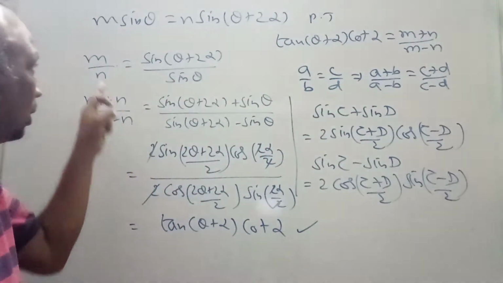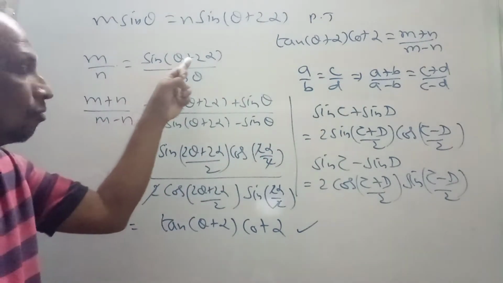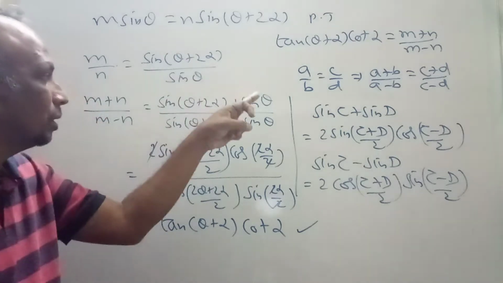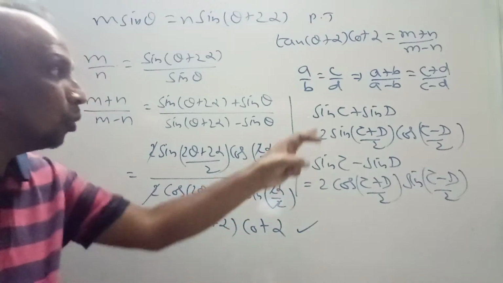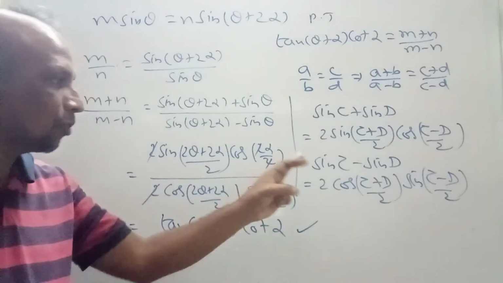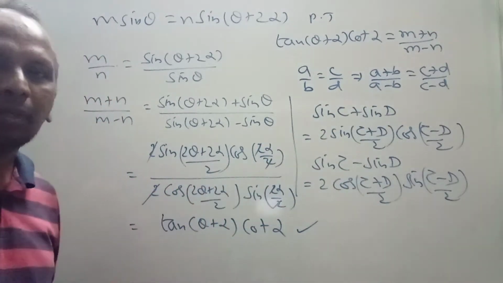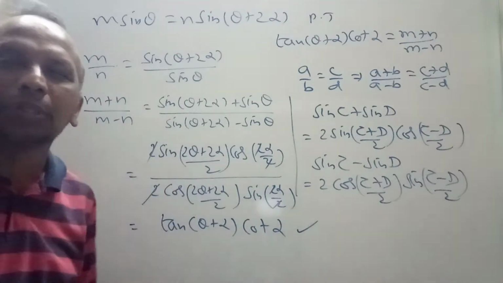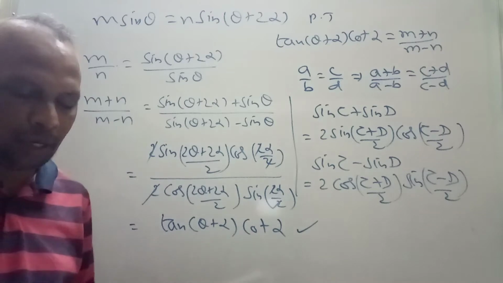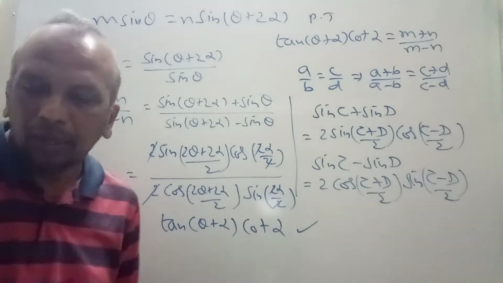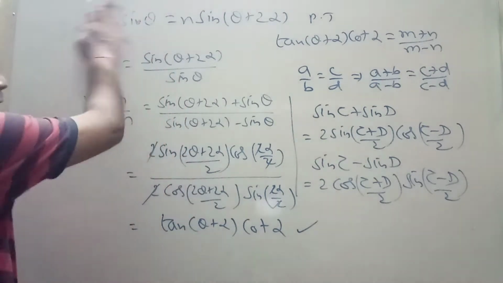Use this property here, m plus n by m minus n, sin of theta plus alpha plus sin theta by sin of theta plus 2 alpha minus sin theta. Now use sin C plus sin D. Now after that use sin C minus sin D here. Then you simplify, then it gives the required answer: tan of theta plus alpha into cot alpha is the required answer. Now further I am going to explain the next problem.